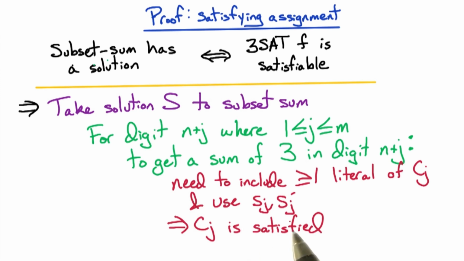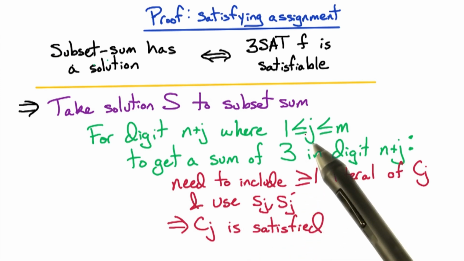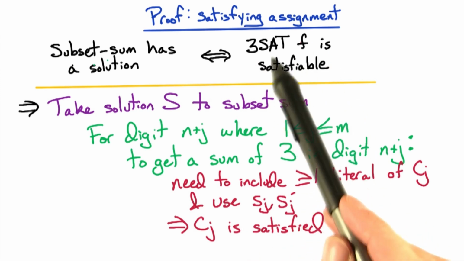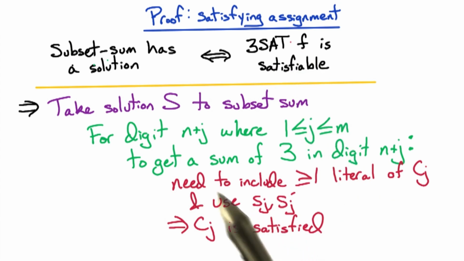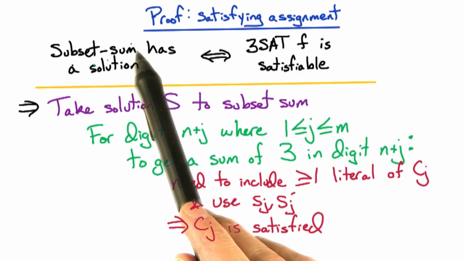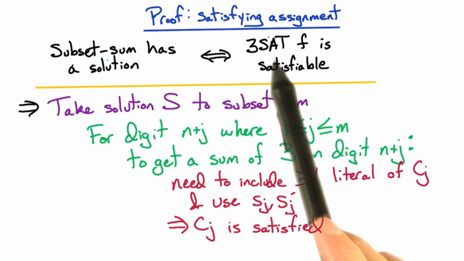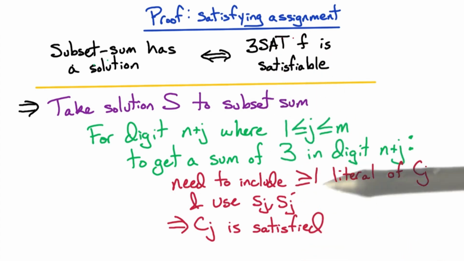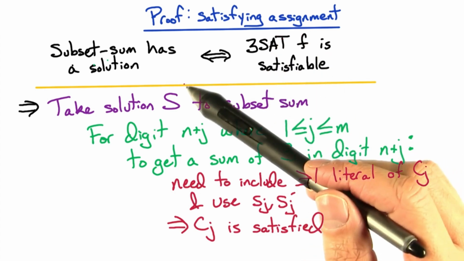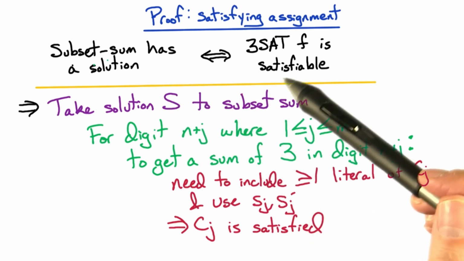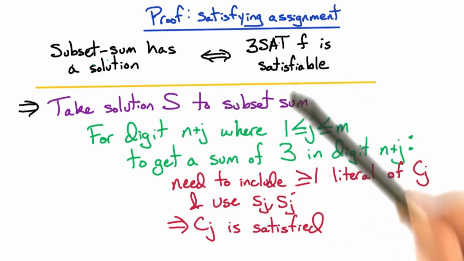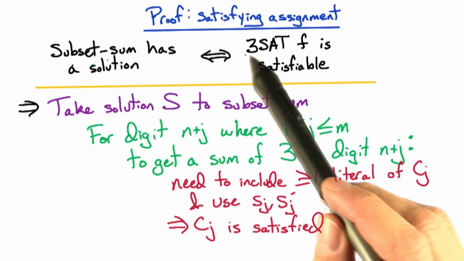Thus, c_j is satisfied, and thus every clause is satisfied, and therefore we have a satisfying assignment for f. So we've shown that a solution to the subset sum instance corresponds to a satisfying assignment for a 3-SAT formula. And we've actually shown how to transform this solution to the subset sum problem to find the satisfying assignment to the 3-SAT formula. Now let's prove the reverse implication.